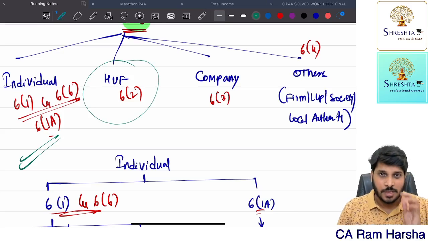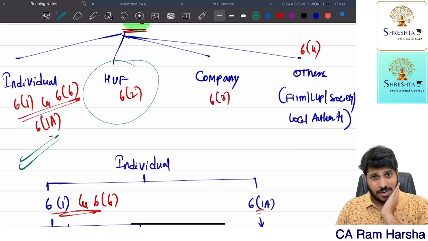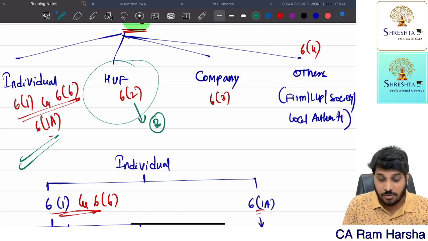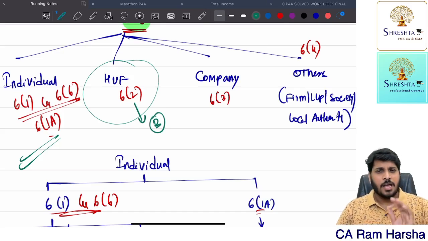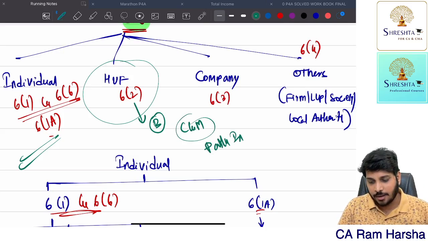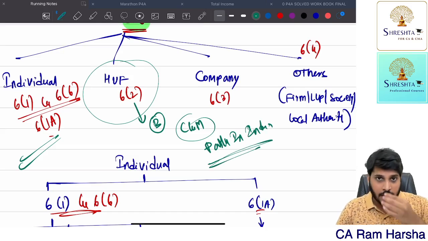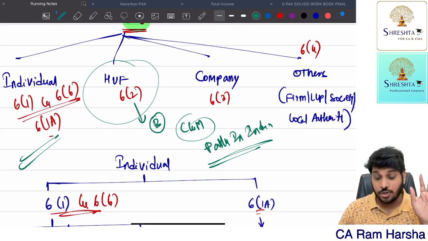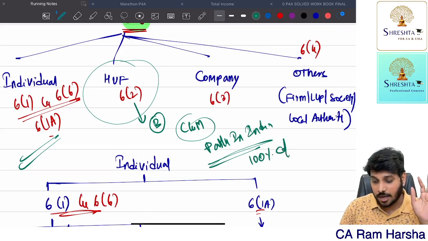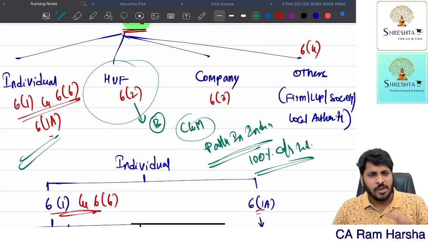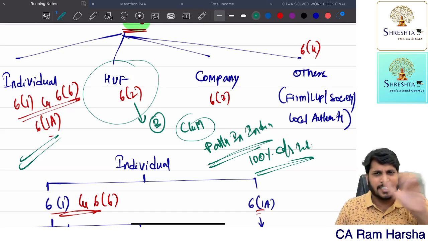Now, HUF. Is HUF resident or non-resident or resident and ordinarily resident or not ordinarily resident? How to decide? For HUF, there is only one basic condition. If control and management is partly in India, that's it, HUF is a resident. If control and management is 100% outside India, for the HUF, entire control and management, entire decisions are taken outside India.